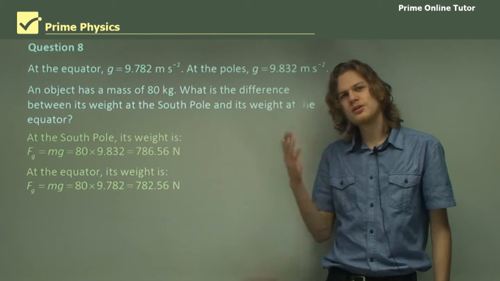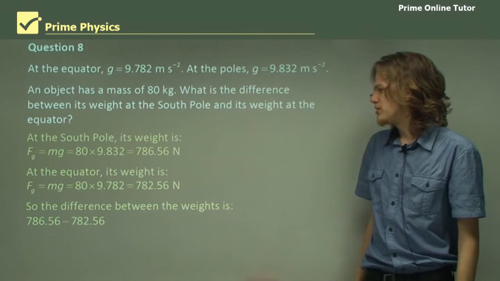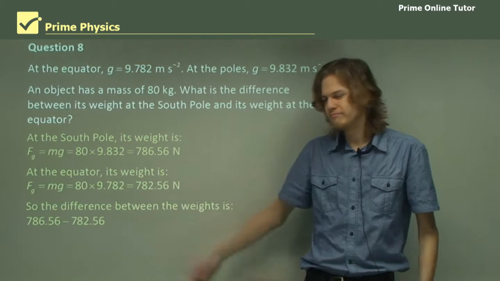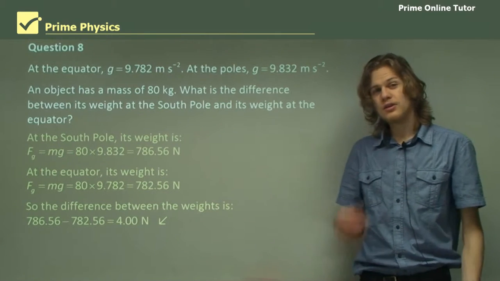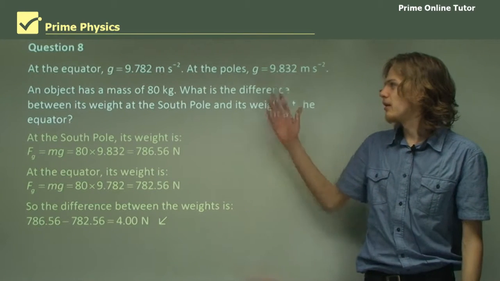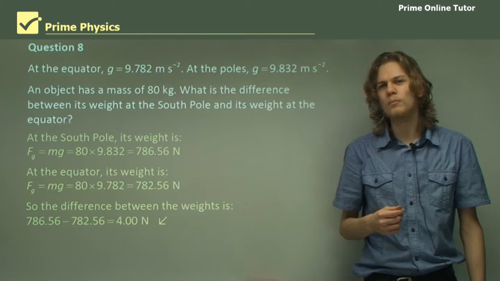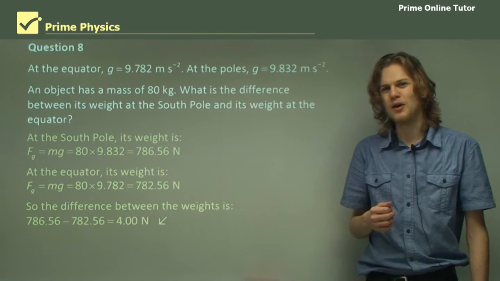Alright, so what's the difference between these two? The difference between the weights is the difference between these, or 4 newtons. This is the equivalent of about 400 grams at a gravitational acceleration of 9.81 meters per second squared. So I'm afraid that you can't really lose weight just by moving.